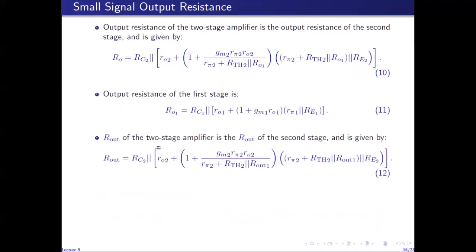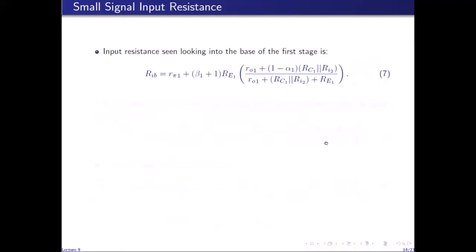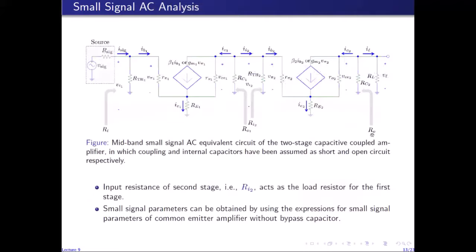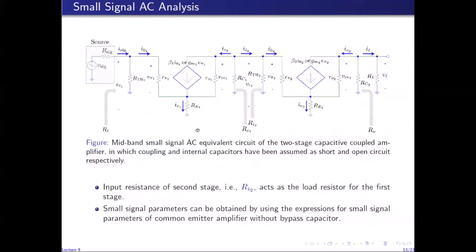Now, R out of the two-stage amplifier is actually the R out of the second stage. So R out of this amplifier is actually R naught found by short circuiting V sig. When we short circuit V sig instead of Vi1, we get R out instead of R naught. Again, you can see that when I short circuit this V sig to ground, then the resistance seen looking into this side is simply R out 1.